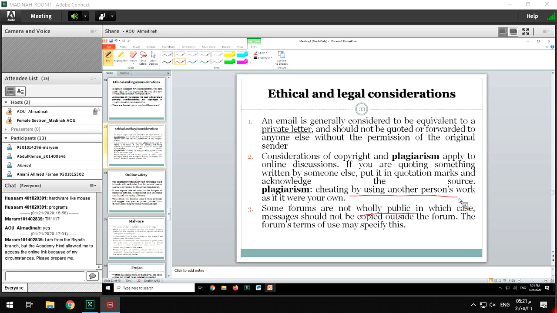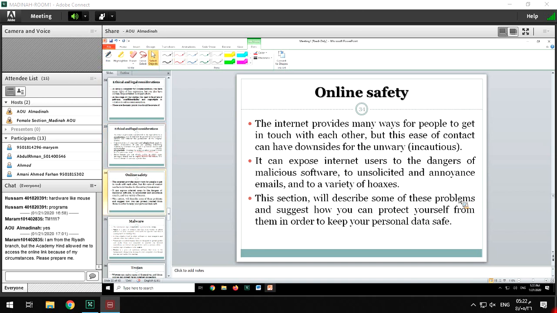Then some forum not wholly public, in which case the message should not be copied outside the forum. Private forums, you can see.